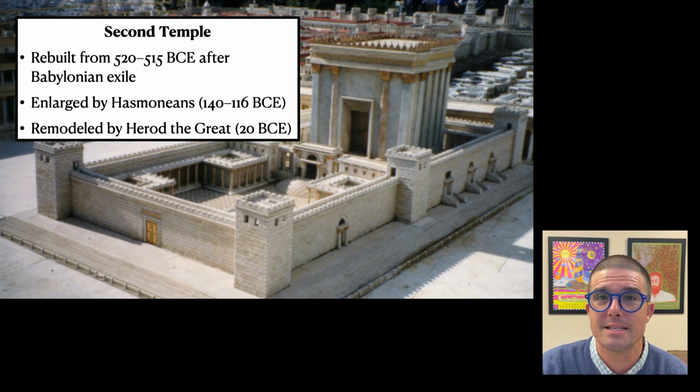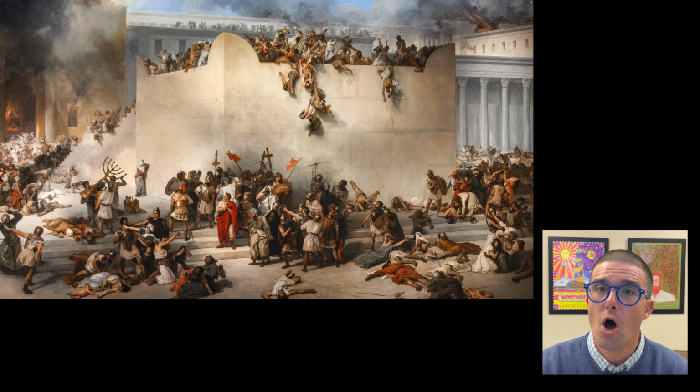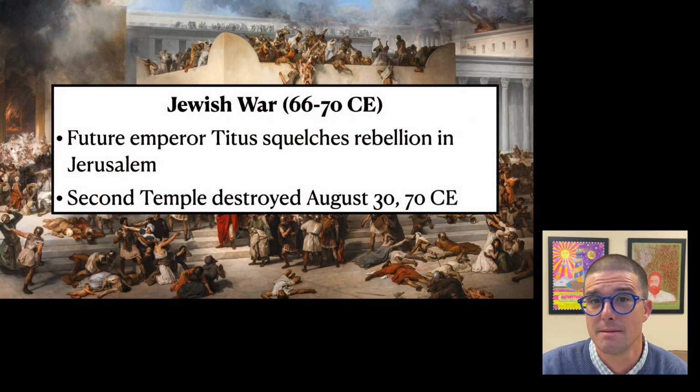In the year 70 CE, the temple was destroyed by the Romans, putting an end to the Jewish revolt and war against Rome. The future Roman Emperor Titus squelched Jewish rebellion in Jerusalem, ultimately destroying the temple and city of Jerusalem on August 30th of 70 CE, as the Babylonians had done 600 years earlier. The Gospel of Mark may allude to the destruction of the temple in its 13th chapter.